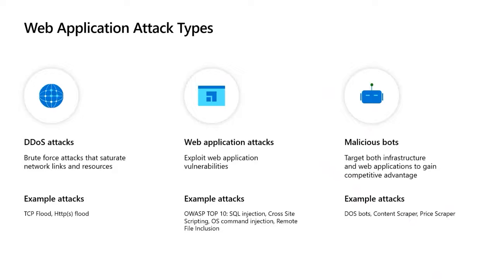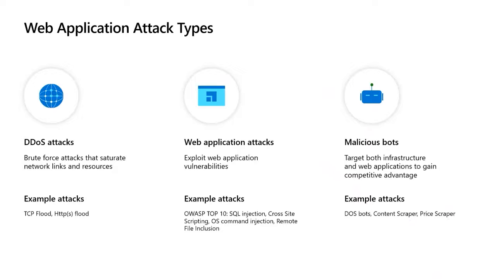Azure's DDoS protection, coupled with Azure WAF, provides a robust defense system, filtering out malicious traffic and ensuring web service continuity. Web application attacks are sophisticated attacks targeting specific application vulnerabilities, such as SQL injections, cross-site scripting, and remote file inclusions. Azure WAF leverages the OWASP core rule set to defend against these threats, providing a layer of security that adapts to the evolving tactics of cyber adversaries.